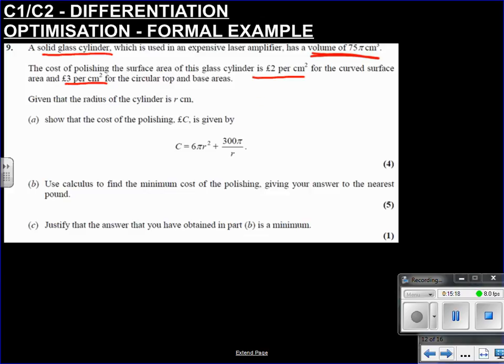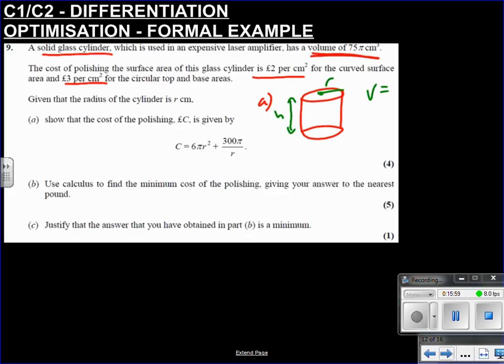Okay, so let's think about this. First, we'll draw a picture. It always helps drawing a picture. So there's a cylinder. We know that the radius is r, so here's r. We know that the volume is 75 pi, right? So here we've got r, and we'll give it a height h. So we know the volume is 75 pi. We know the surface area, and we can come up with expressions for that.